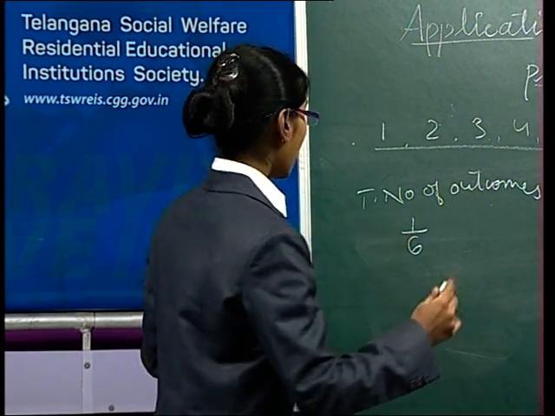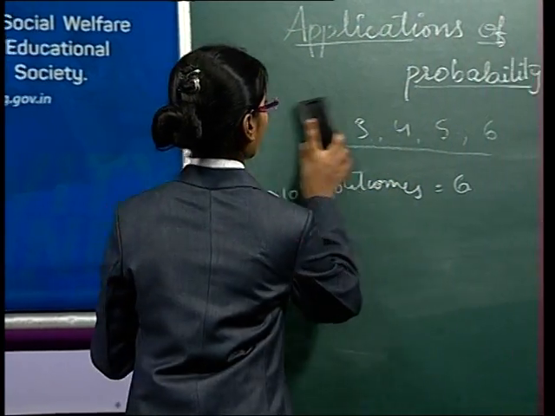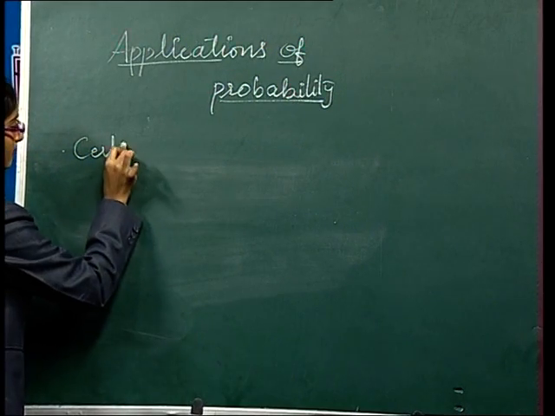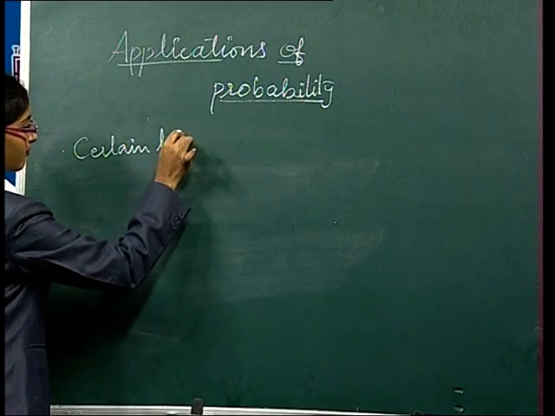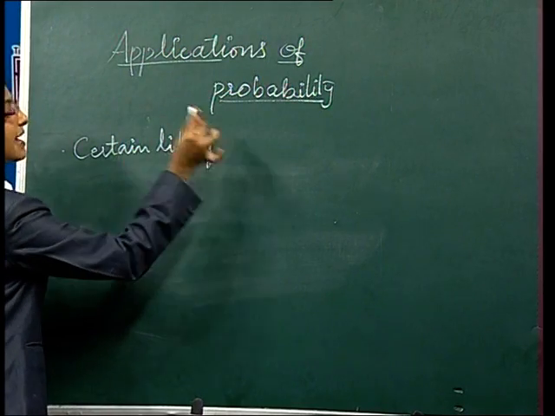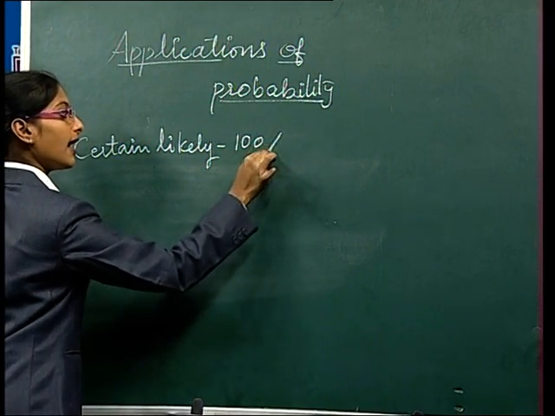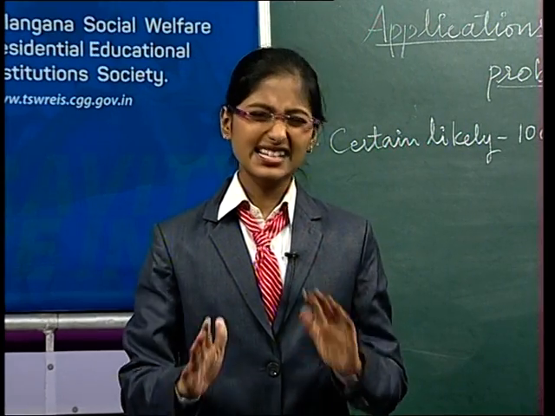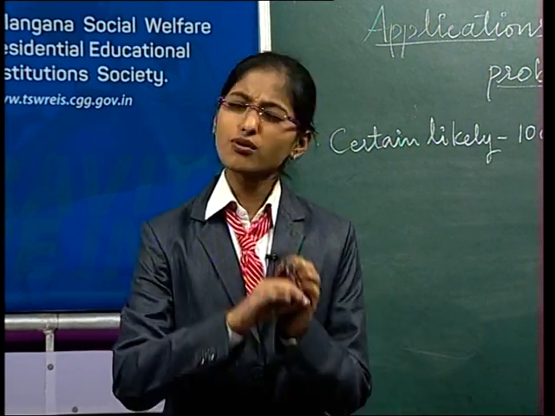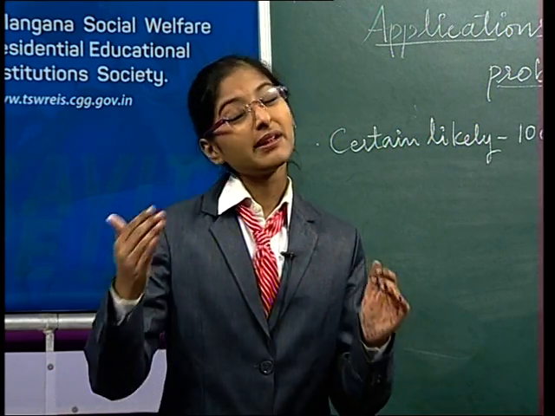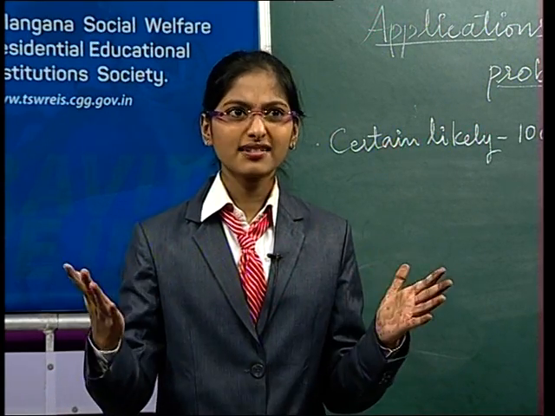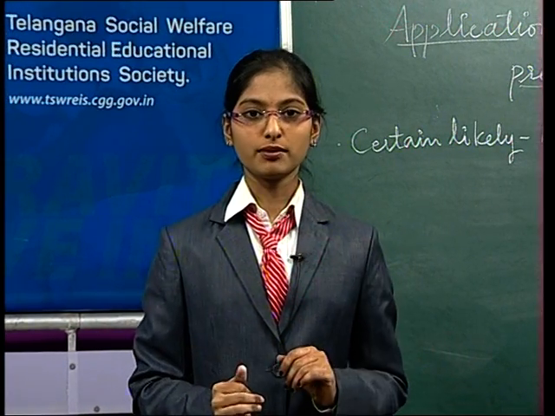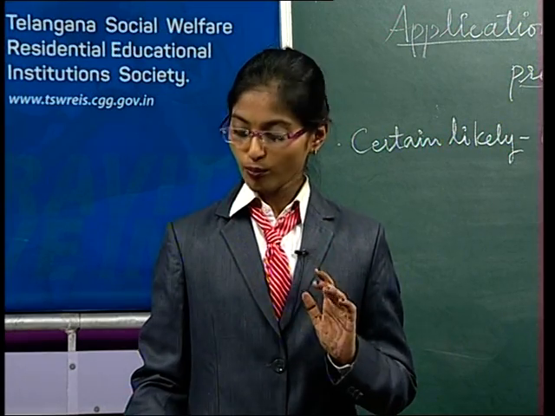Certain likely probability is exactly 100%. There is no doubt at all, no saying that maybe it may come or it may not. There is no doubt. The exact value will come. It is certain likely probability. And the next is more likely probability.